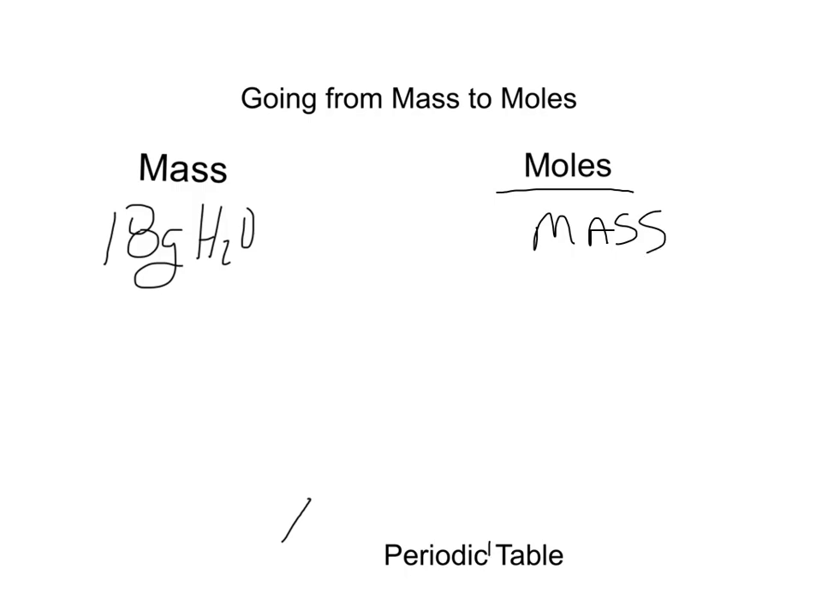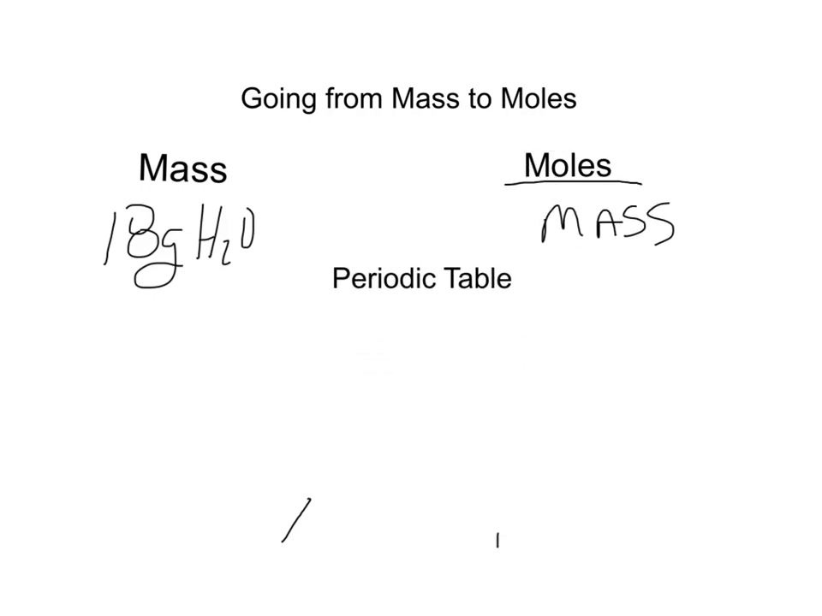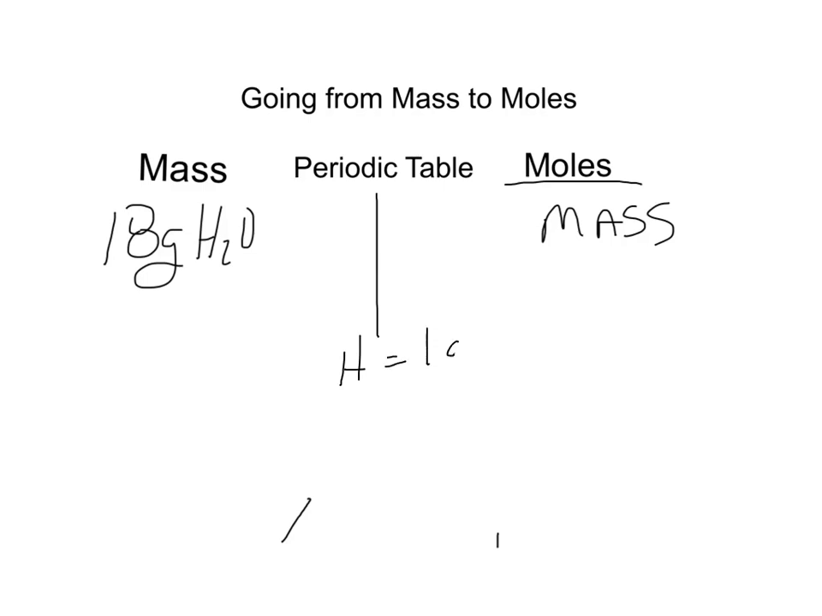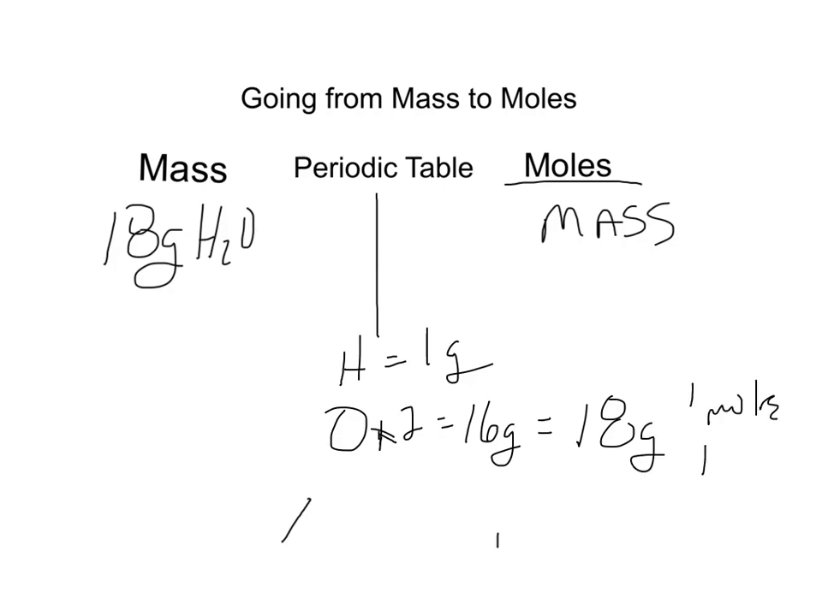Now the periodic table is the one that I need to use to determine how much there is in 1 mole of water. So I would take a look at the periodic table, and then from the periodic table I would figure that I've got hydrogen, which equals 1 gram, and I have an oxygen, but I have 2 of them, so I'd multiply that by 2, and there's 16 grams there. So I add that all up, and I would have 18 grams in 1 mole of water.